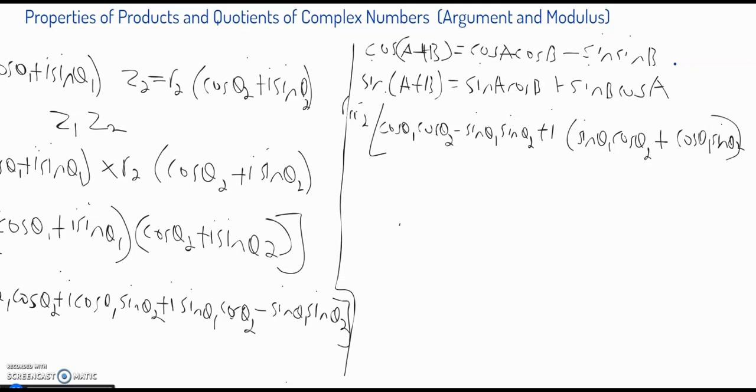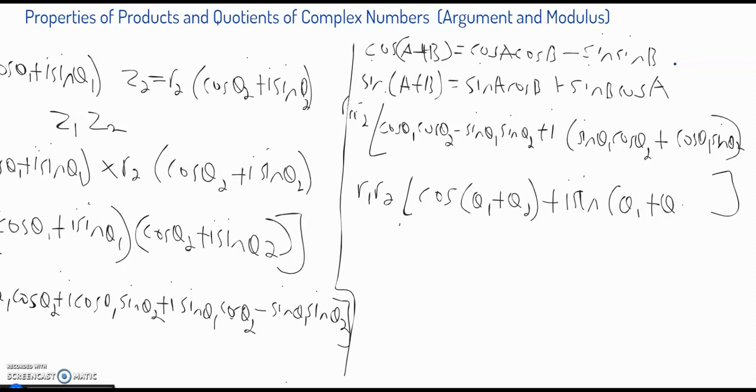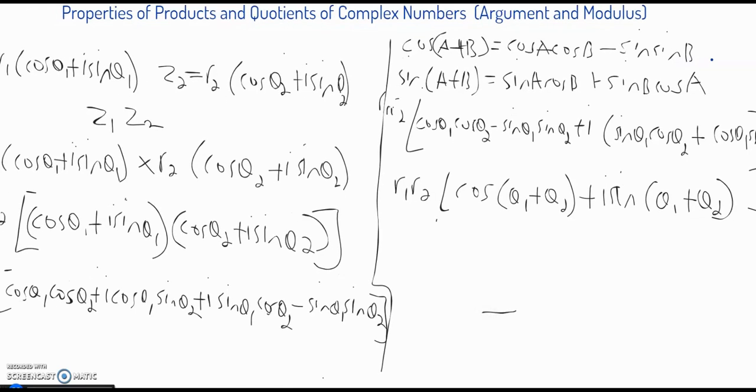And because addition is commutative, I can switch them. So theta 1 matches the A and theta 2 matches my B. So when I break this down, it's going to become R1 R2, let me open my bracket here, cos of theta 1 plus theta 2 plus I sine of theta 1 plus theta 2. Good, so this is what happens when we take the product of two complex numbers.